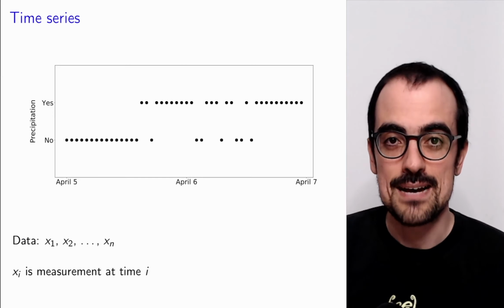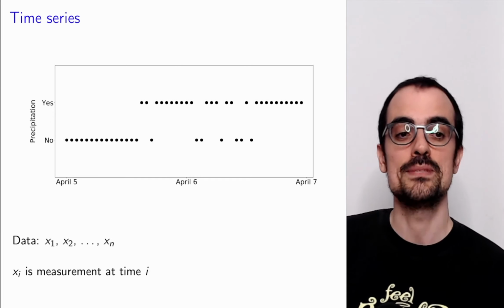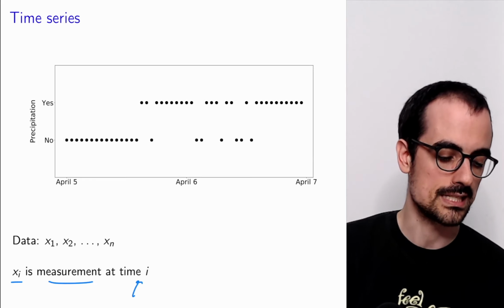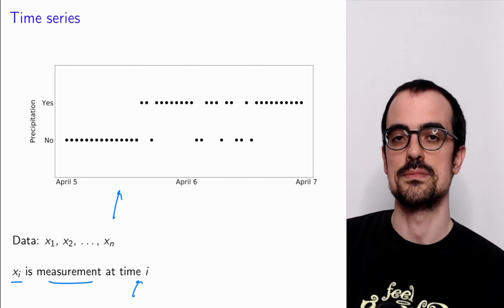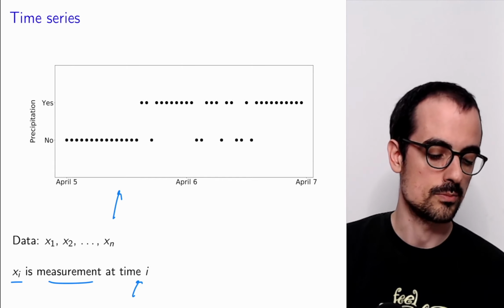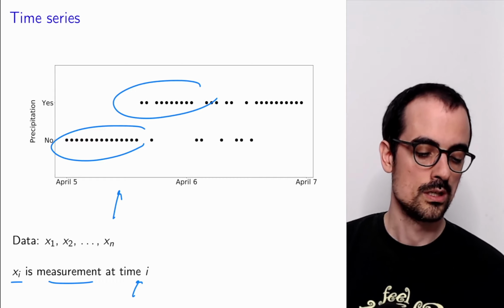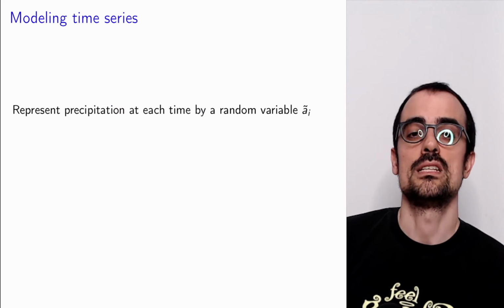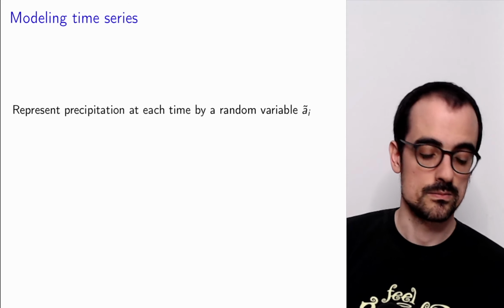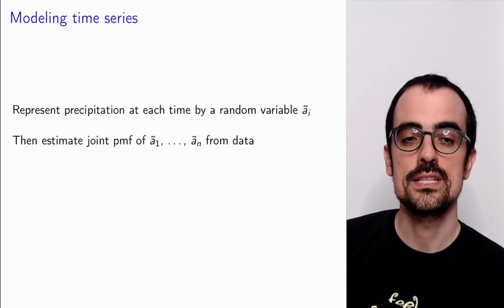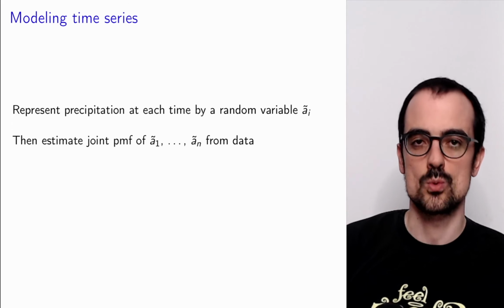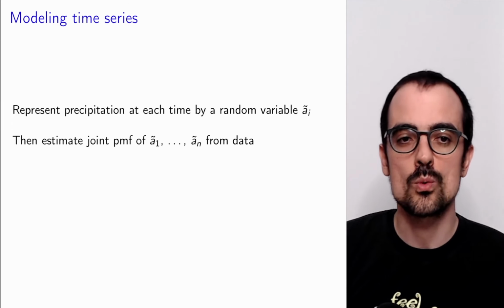The second example that we're going to look at is time series data, where xi is equal to a measurement at time i. Here I have, for example, precipitation at different times in a certain location, whether there's precipitation or not. A reasonable thing to do is to represent precipitation at each time by a random variable Ai. So what happens if we try to estimate the joint PMF of A1 to An, in this case where they can be either 0 or 1?